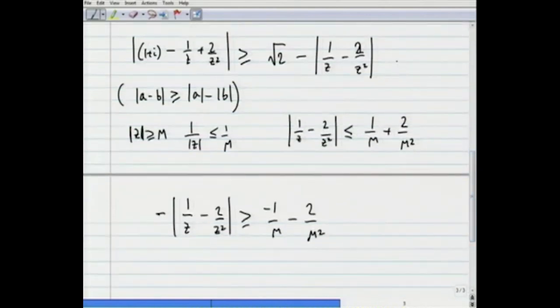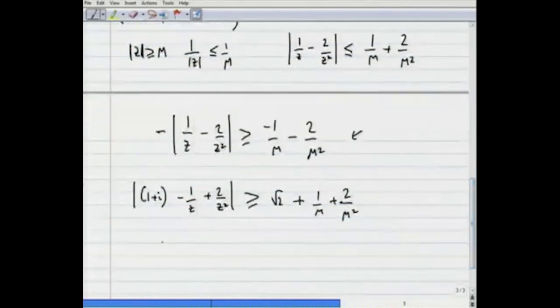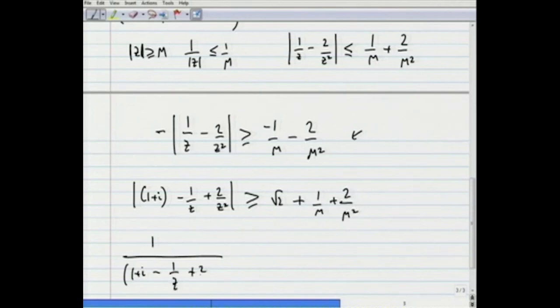So we can substitute this in here to say that the modulus of 1 plus i minus 1 by z plus 2 by z squared is greater than or equal to square root 2 minus 1 by m minus 2 by m squared. And taking the reciprocal, 1 by the modulus of 1 plus i minus 1 by z plus 2 by z squared is less than or equal to 1 by square root 2 minus 1 by m minus 2 by m squared.